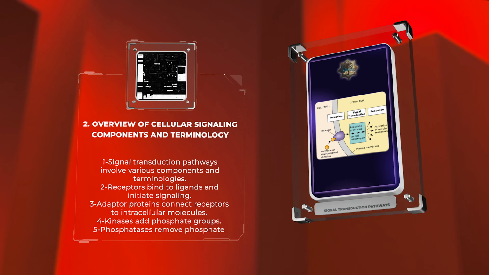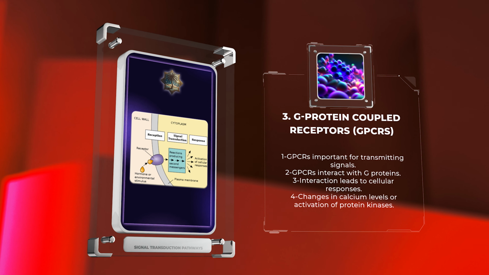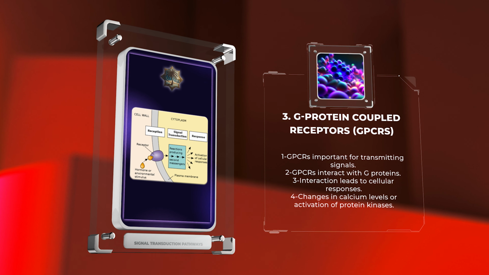GPCRs, or G-protein-coupled receptors, are important for transmitting signals in cells. They interact with G-proteins, which are like molecular switches. This interaction leads to various cellular responses, such as changes in calcium levels or activation of protein kinases.